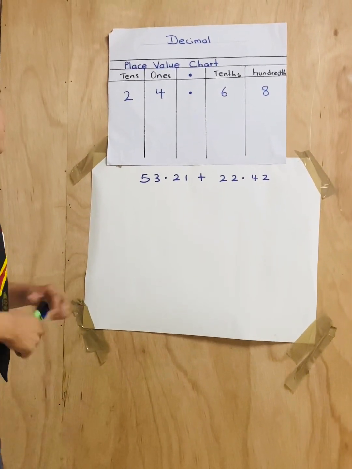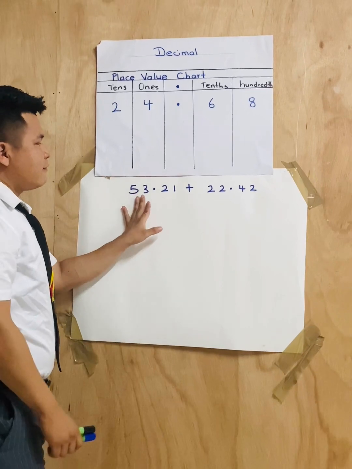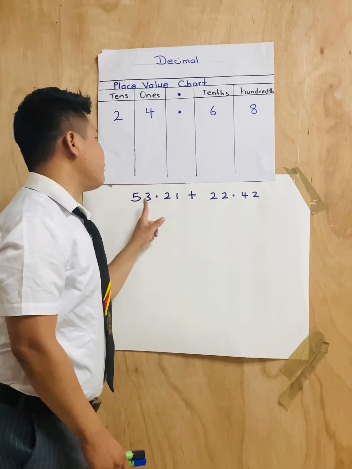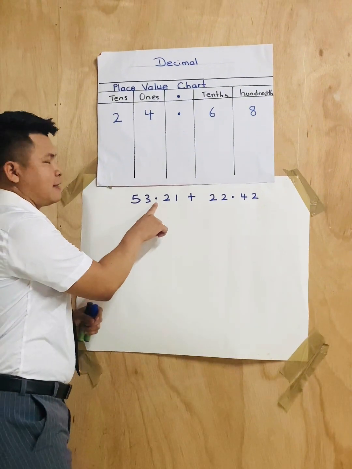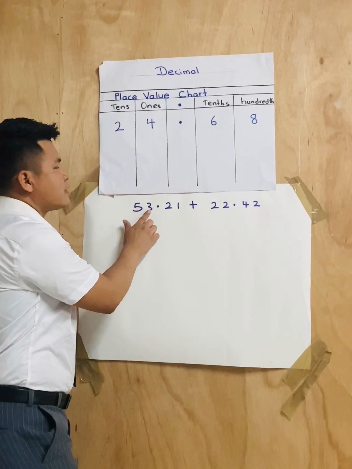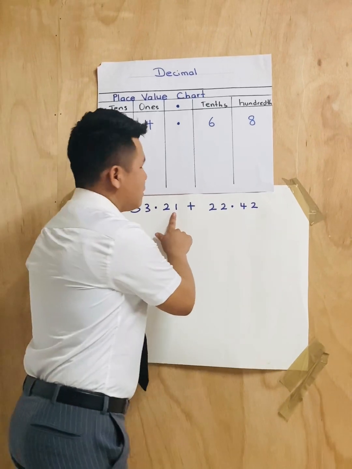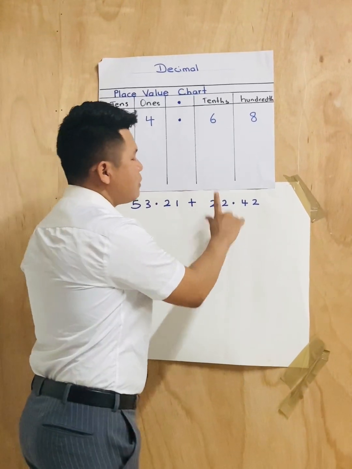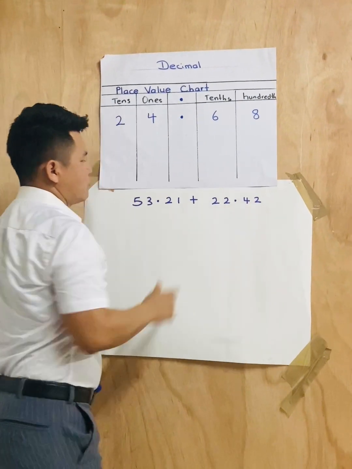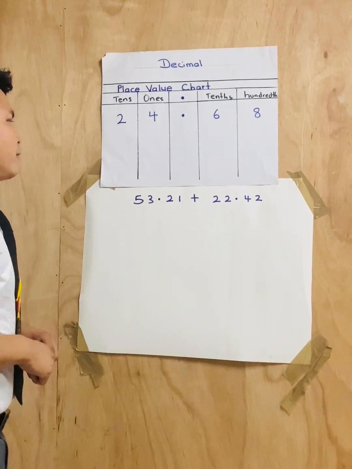Let us read our given figure. 53.21, and we can also say and. The point represents and also, so we can say 53 and 21, plus 22 point or and 42. Right? So we are ready to add.